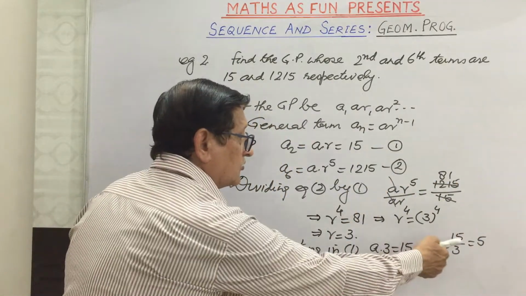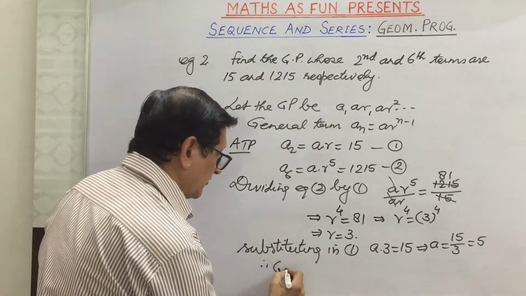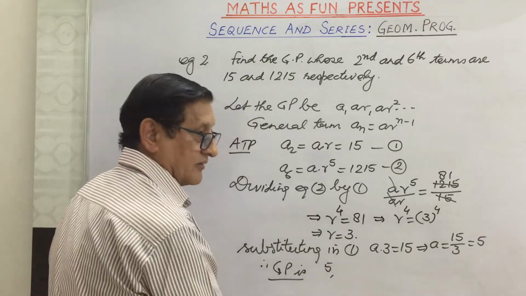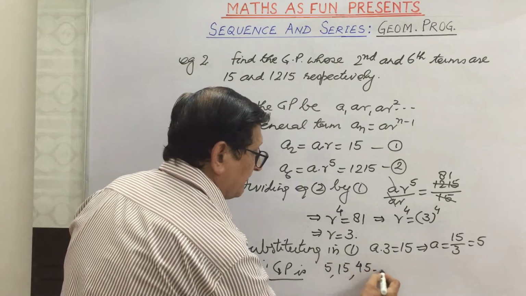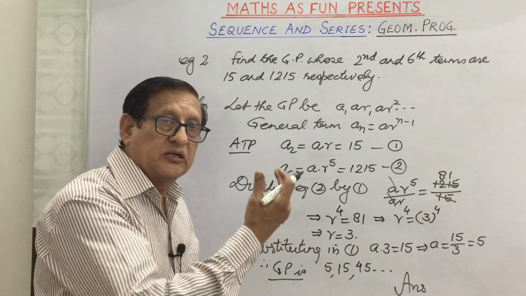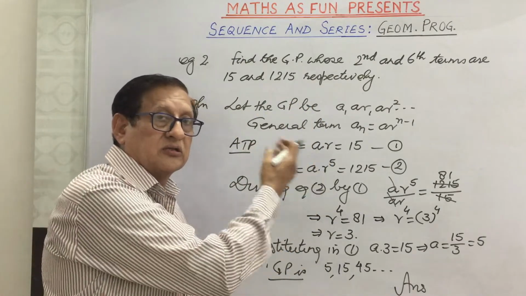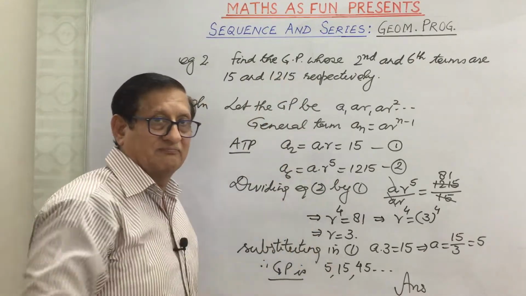After getting the values of A and R, we can find out the GP. Therefore, the GP is what? 5, then multiply 3, 15. Multiply 3, 45 and so on. And this is the answer. So like this, in case we are given any two terms of a GP, using the general term formula, we can find out that GP.